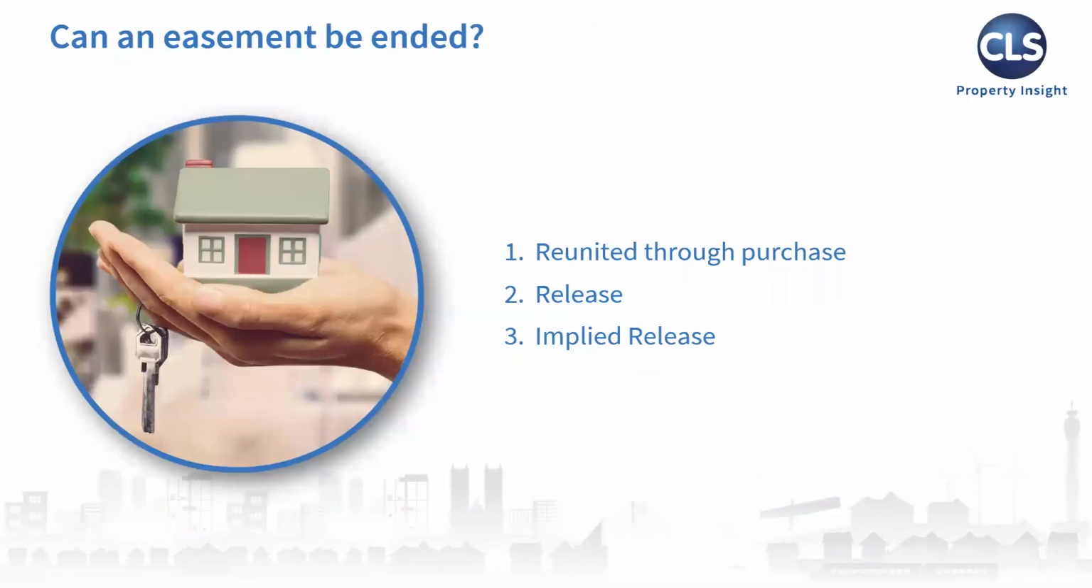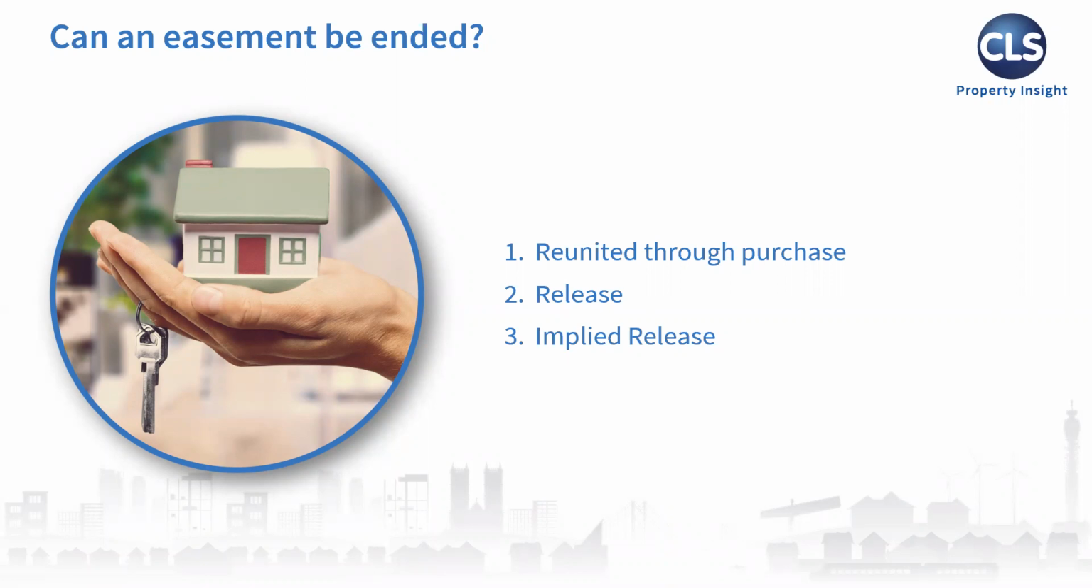Well, where one exists, can an easement be ended? And the simple answer is yes. The easement could be brought to an end in the following 4 ways. The dominant and servient land are reunited through purchase. The owner of the dominant land, with the benefit of the easement, releases the easement in a deed. There is an implied release because the owner of the dominant land has not used the easement for a lengthy period, for example, 20 years.